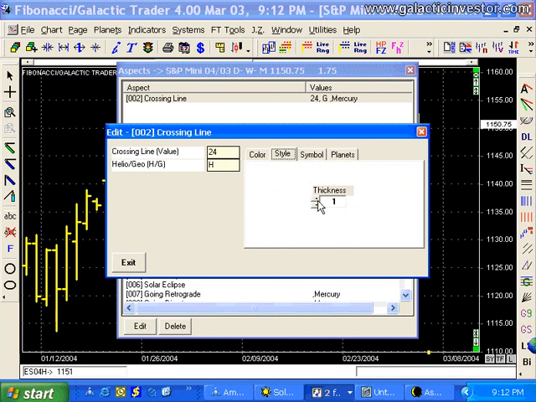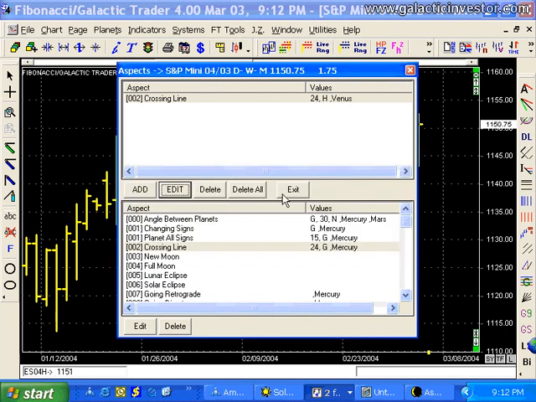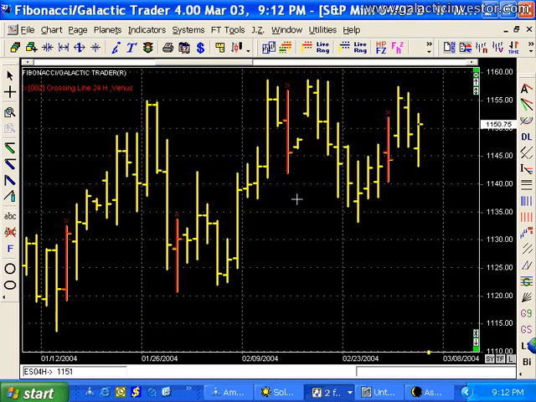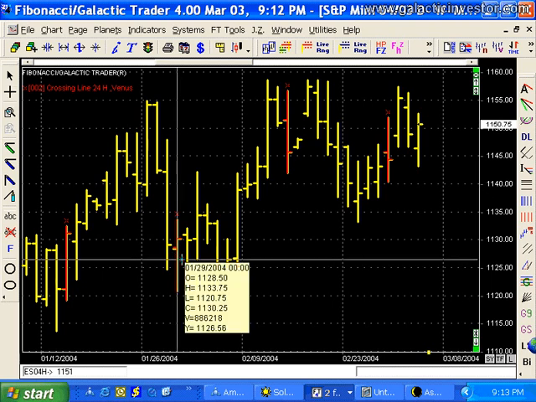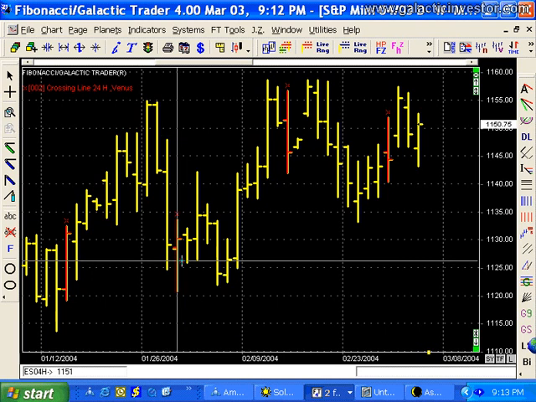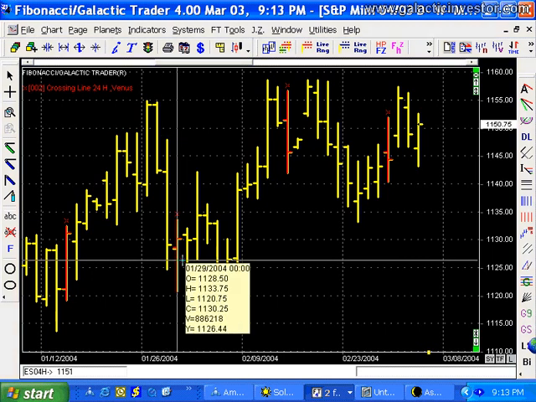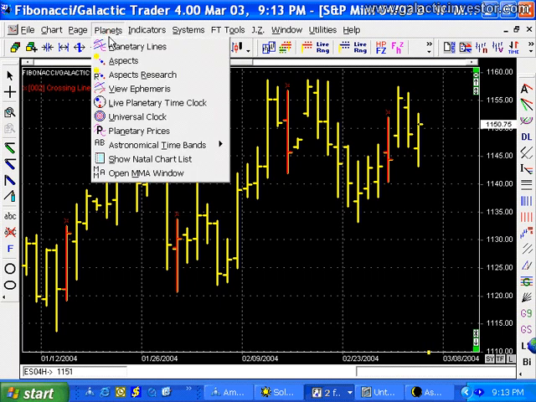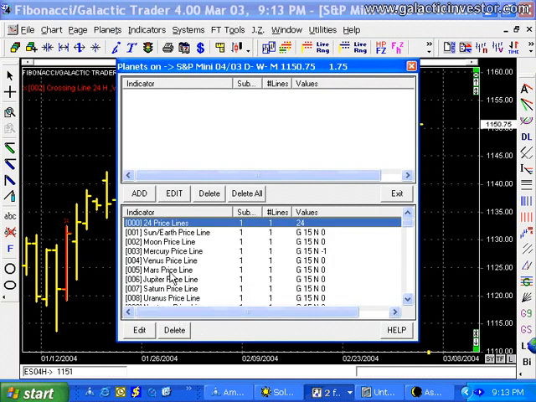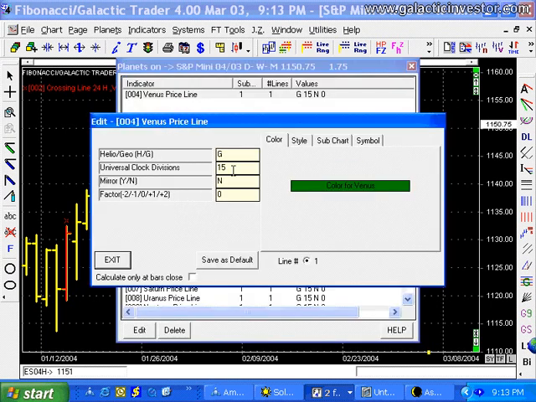And if you click on style, you can make it as thick as you want for the bar. We click on exit. And now we also have the low on the 29th of January for the bar colored for heliocentric Venus crossing the 24. Now we go to planetary lines, and we're going to double click on Venus, and we're going to change the G to H. We're going to type in 24, and if you didn't change your defaults, the program automatically defaults to heliocentric 24, so you don't have to do anything.